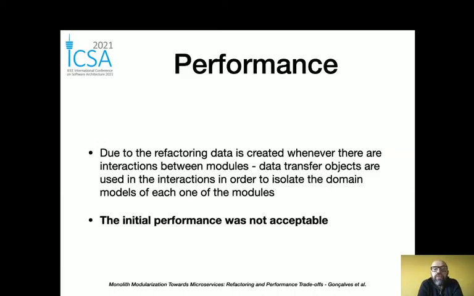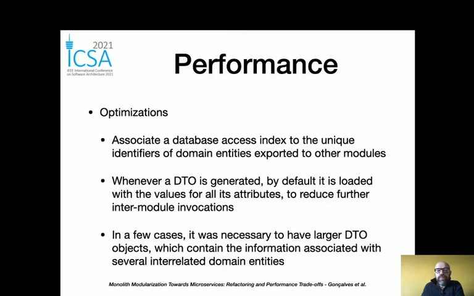So, and then we move to performance. After the first migration, we realized that we had to define a lot of data transfer objects. And we measured performance, and the performance was not acceptable. So, because of that, we defined a couple of associations.